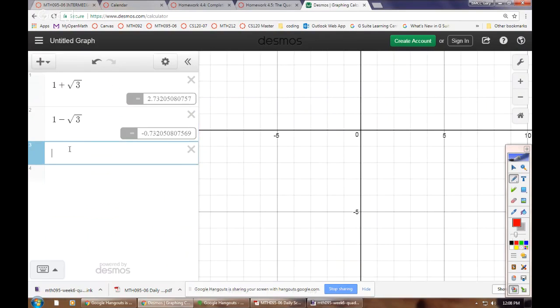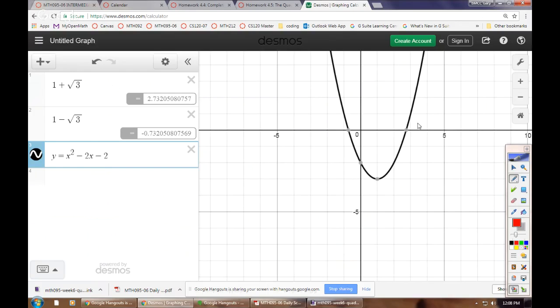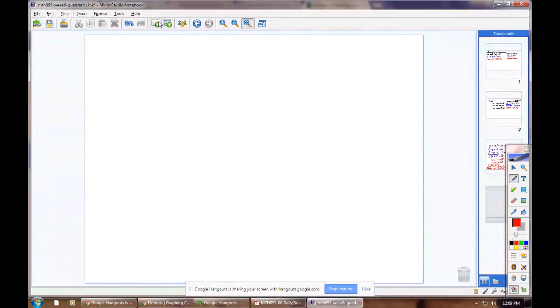Y equals x squared minus 2x minus 2. And I can see I have about negative 0.7 is one x-intercept. About 2.7 is the other intercept. I should find that the y-intercept is 0, negative 2, right here. And it looks like the vertex is 1, negative 3, so let's see if we can figure that out. So completing the square can help with that too. So this is just a little review of before.